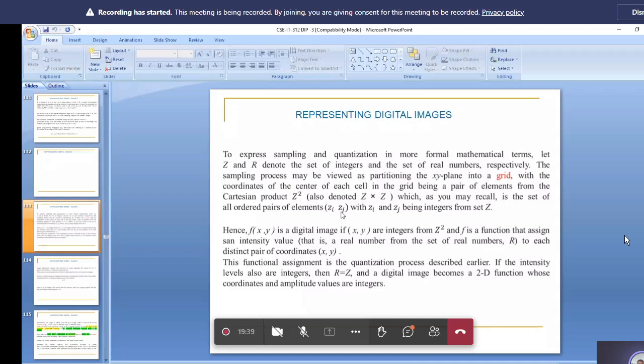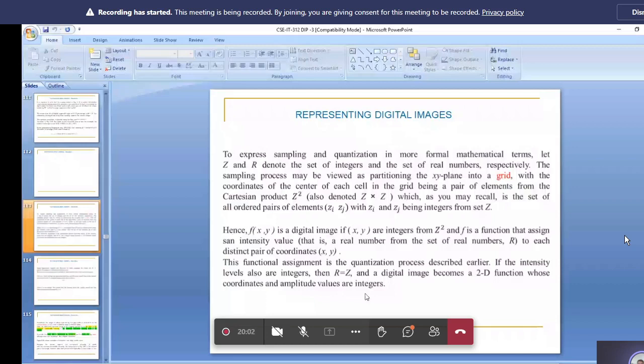If the intensity levels are also integers, then we can say R is equal to Z, and the digital image becomes a 2D function whose coordinates and amplitude values are integers. So is that clear? What I have just told you here, this one.